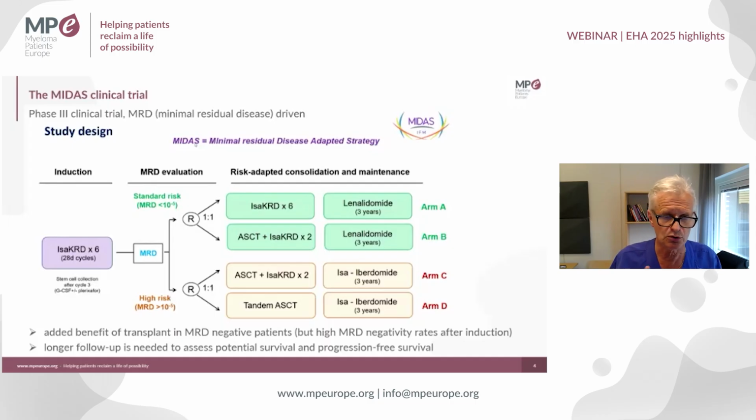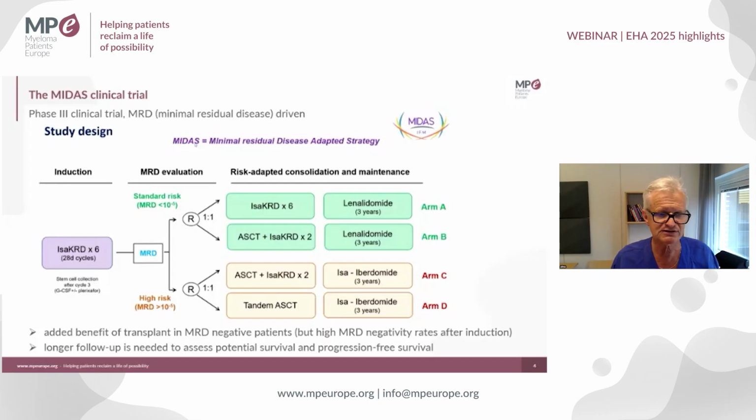And if you were MRD positive, you had a more intensified treatment where you received autologous stem cell transplantation once and ISA-KRD, or a tandem autologous stem cell transplantation, and followed by a much more intensive maintenance therapy with isatuximab and a new IMiD, iberdomide.